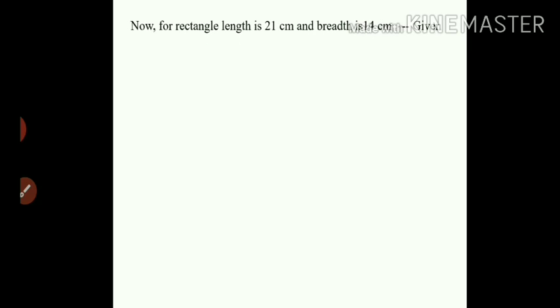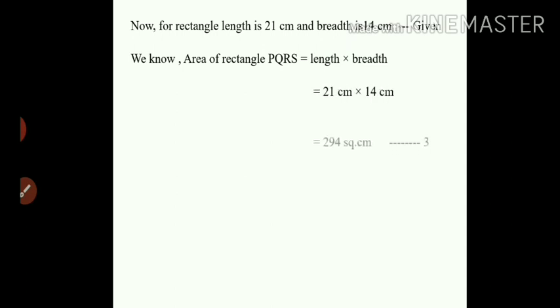Now see, for rectangle, length was given 21 and breadth is 14. So here area of rectangle, we know the formula is length multiplied by breadth. So 21 multiplied by 14 will be 294 square centimeter. I am finding the area of rectangle. The formula is L into B. 21 into 14 will be 294 square centimeter. This is my statement number 3.